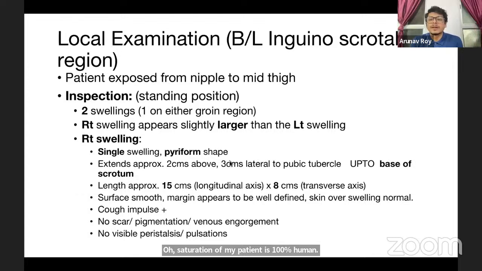Local examination of the bilateral inguinal region was done. Patient is exposed from nipple to mid-thigh. The inspection was done in standing position. Two swellings are appreciated, one on either groin region. The right swelling appears to be slightly larger than the left-sided swelling.